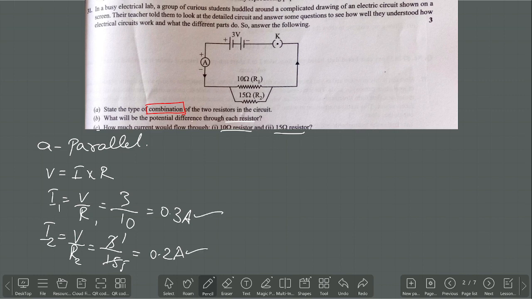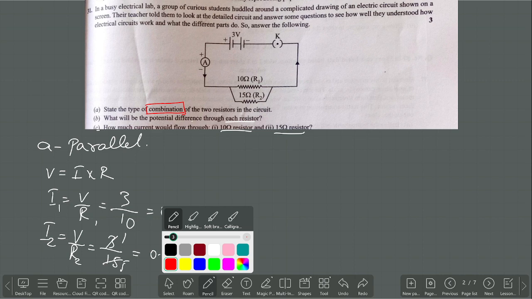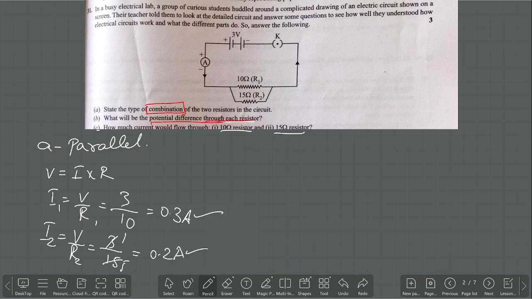Here the simple question they gave is, what will be the potential difference through each resistor? What combination is it? Parallel. In a parallel combination, which quantity will remain the same and which quantity will vary? Potential difference will remain the same. What will be the potential difference? 3 volt. Clear? So for B it is 3 volt.